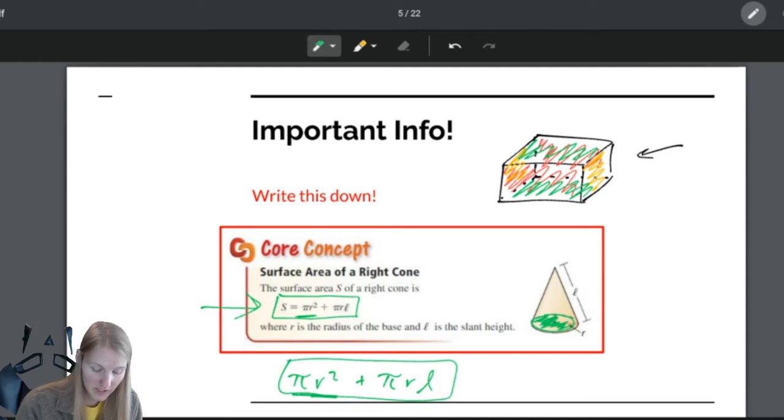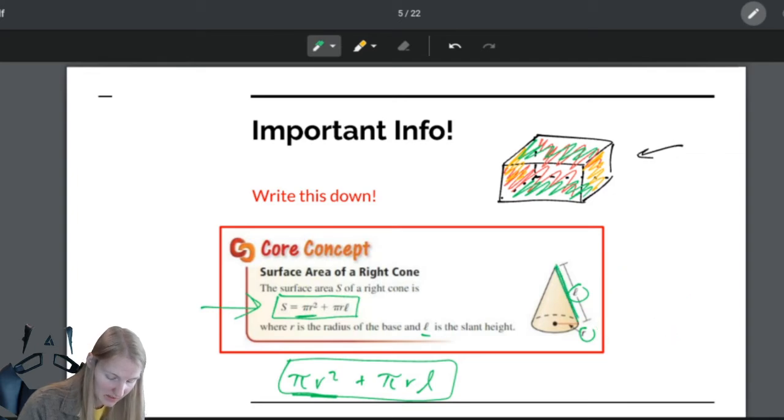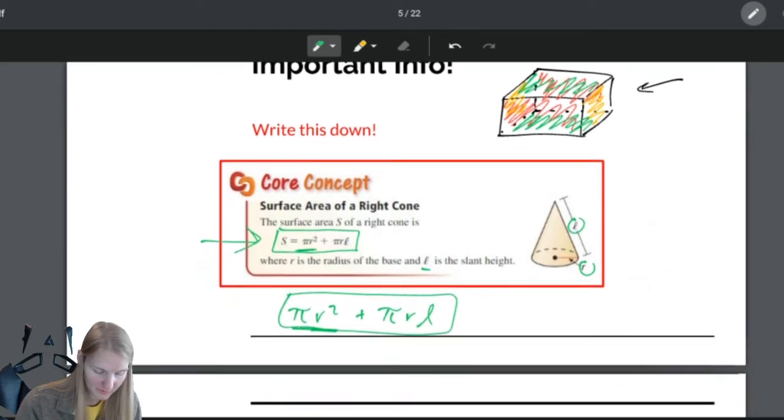Where r is the radius, now let's get this out of the way. R is the radius, just like usual, and L is what's called the slant height. So it's not the vertical height. It's not this. It's actually the slant height. You want it to be the slanty side and not up and down. So that is something different than what we've seen before.